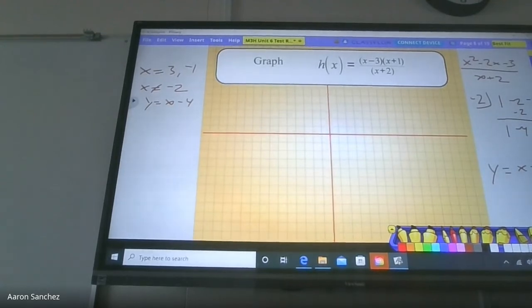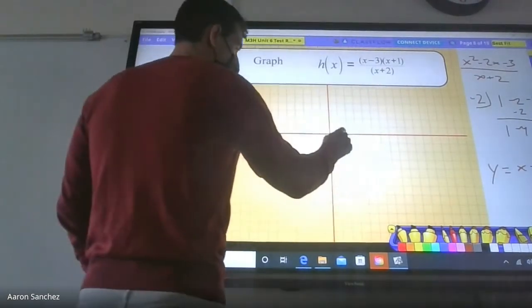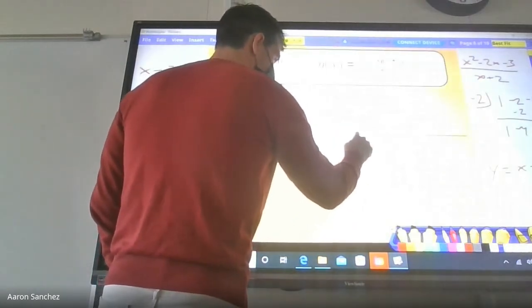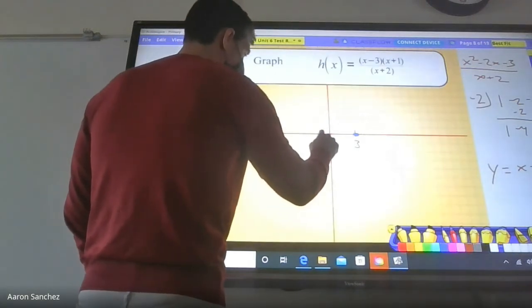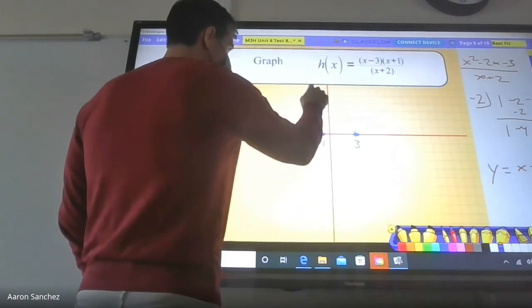Then you just graph it as y equals x minus 4. But let's do our zeros. 1, 2, 3. I got a 0 here. I got a 0 at -1 here. I have an asymptote at -2. Ooh, that's going to be tough.